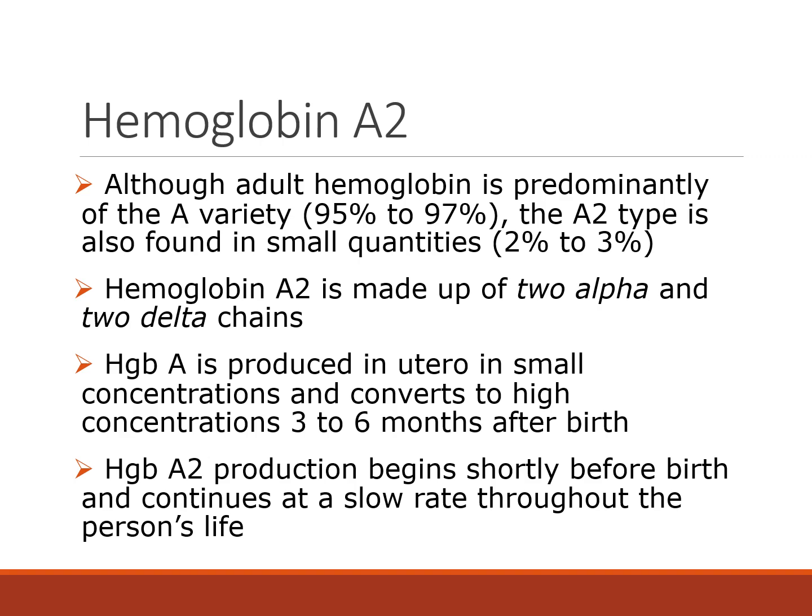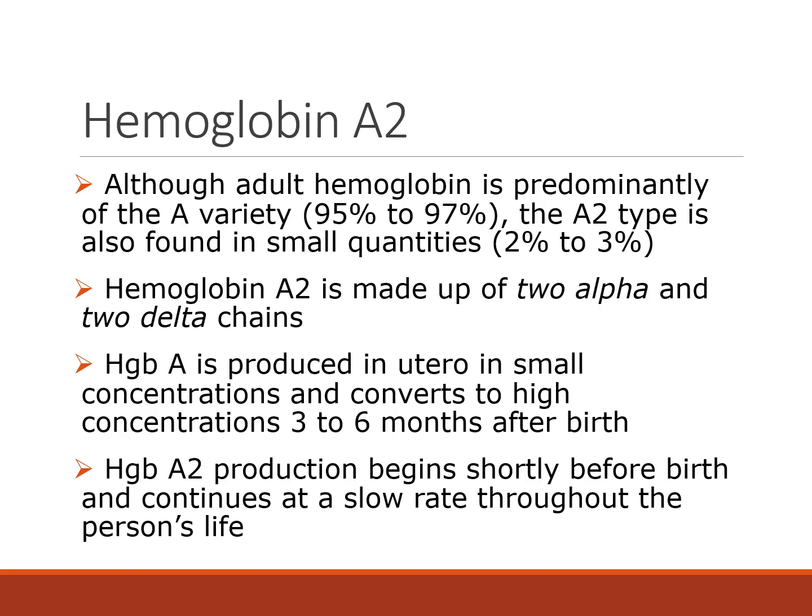Okay, so I kind of already talked about hemoglobin A and A2, but let's talk about adult hemoglobin. Although adult hemoglobin is predominantly the A variety, about 95 to 97%, we do have a subtype, A2, that is also found in very small quantities, and that is normal. The abnormality would be when we have higher levels of A2 than are expected. Hemoglobin A2 is made up of 2 alpha and 2 delta chains.